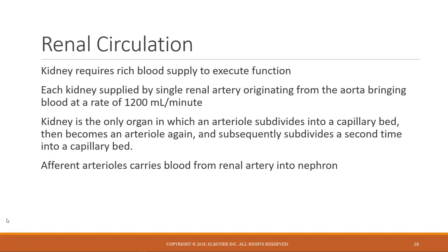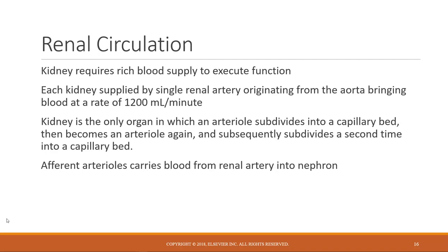The kidney requires rich blood supply to execute its function. Each kidney is supplied by a single renal artery originating from the aorta, which is the largest artery in the body, and it brings the blood in at a rate of about 1,200 mLs per minute. That's incredible. The kidney is the only organ in which an arteriole subdivides into a capillary bed, then becomes an arteriole again, and then subsequently divides a second time into a capillary bed.